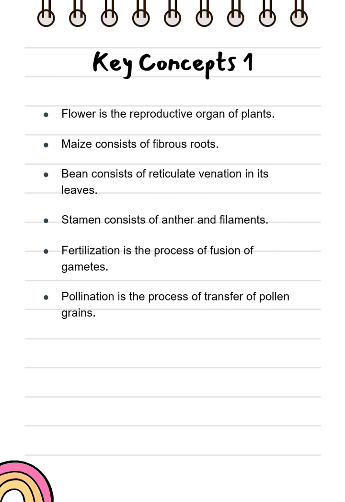Stamen consists of anther and filaments. Fertilization is the process of fusion of gametes. Pollination is the process of transfer of pollen grains.